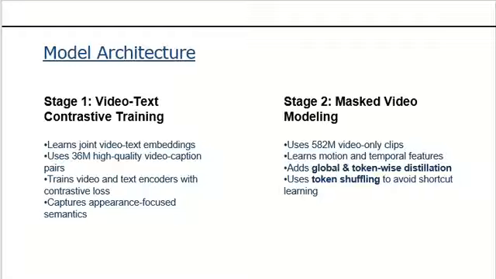Talking about the two major innovations introduced here: global and token wise distillation, which encourages the model to reconstruct both high level video meaning and fine grained patch details. The next one is token shuffling. By shuffling visible tokens before decoding, the model is forced to learn motion and context rather than memorizing positions. So, this helps the encoder develop robust motion understanding, which complements the appearance learning in stage 1.